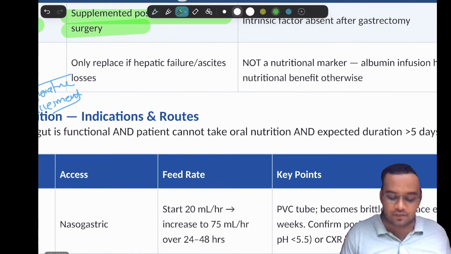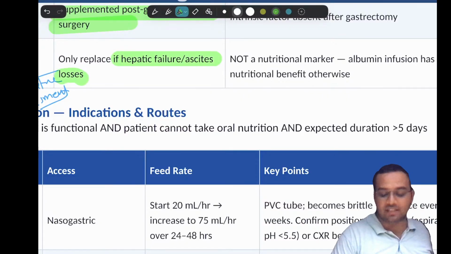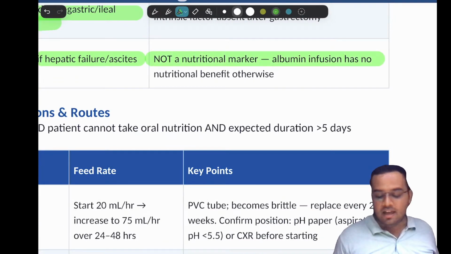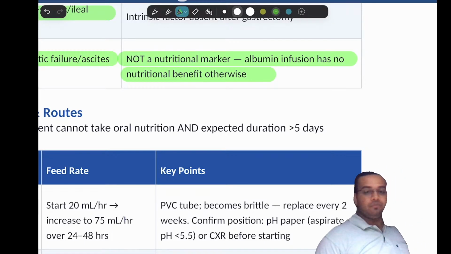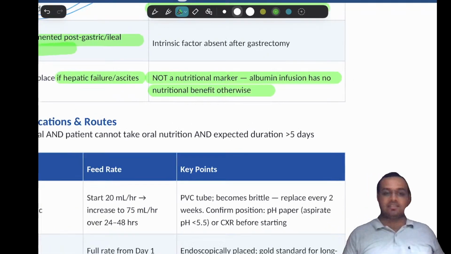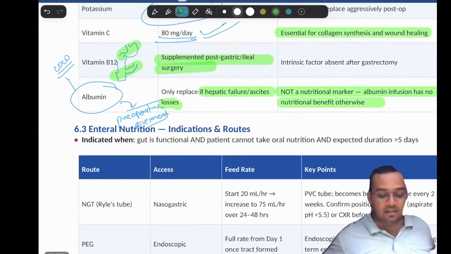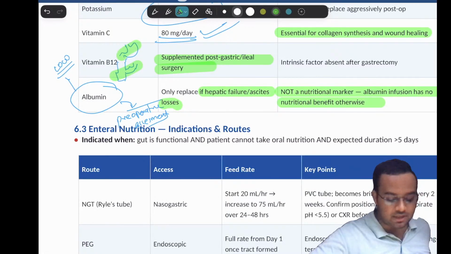So only replace if the patient is having hepatic failure or ascitic losses. It is not a nutritional marker, and albumin infusion has no nutritional benefit otherwise. So I hope it is crystal clear to you. So it is not a routine requirement of transfusing patients with albumin.